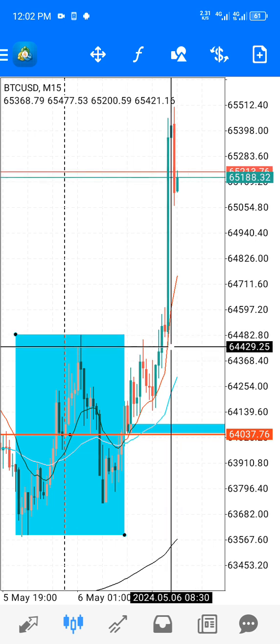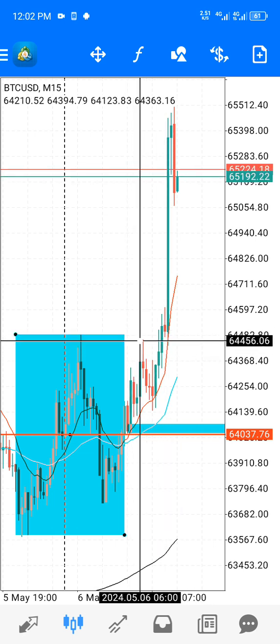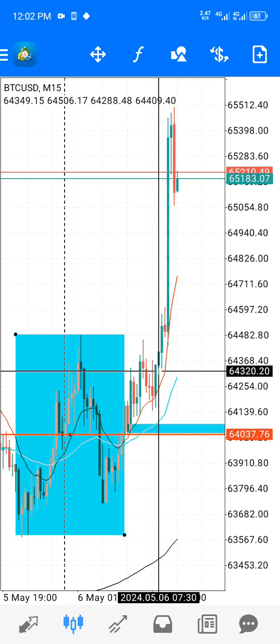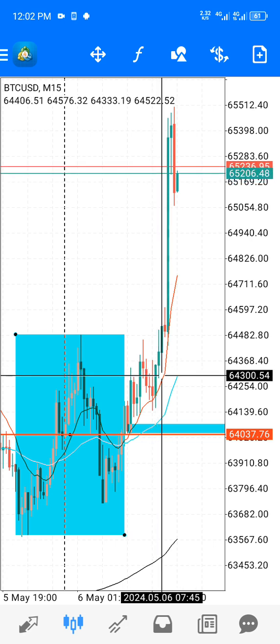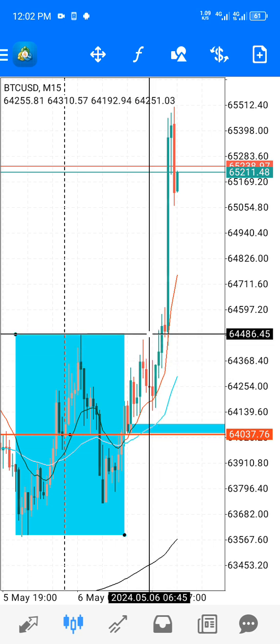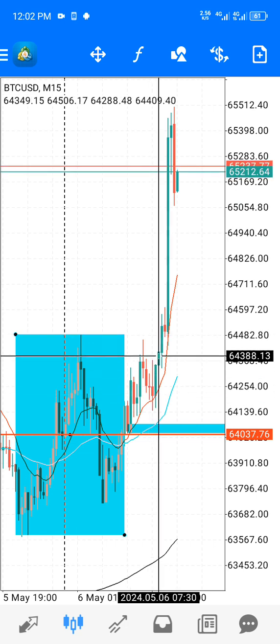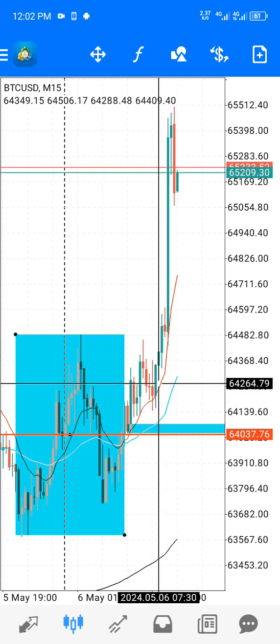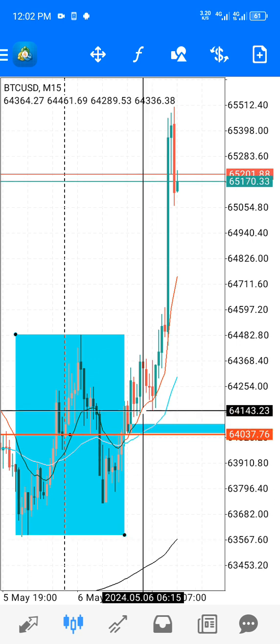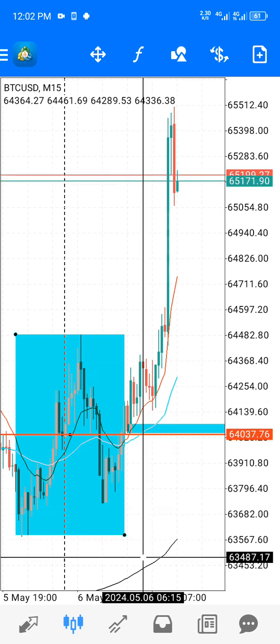That means this candle here did not break the Asian box, but the next candle is the one that broke the Asian box. So in case the price ended from here and turned down, that means we should be waiting for the price then to break down.